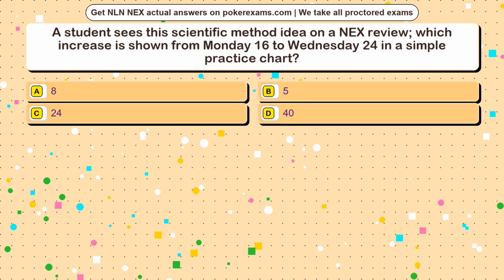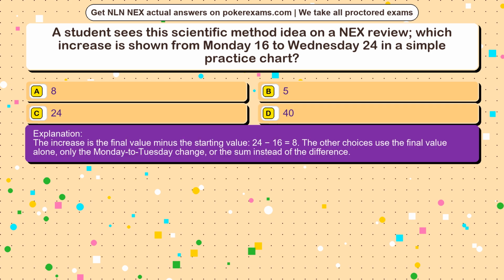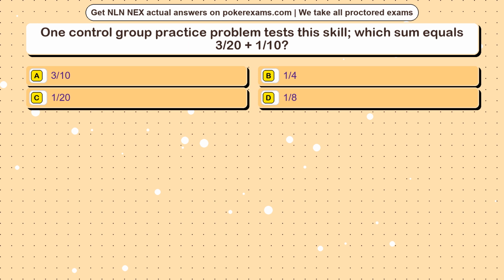The correct answer is option. The increase is the final value minus the starting value, 24 minus 16 equals 8. The other choices use the final value alone, only the Monday to Tuesday change, or the sum instead of the difference.